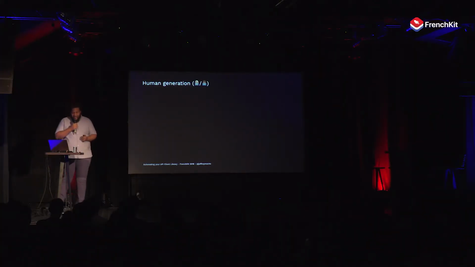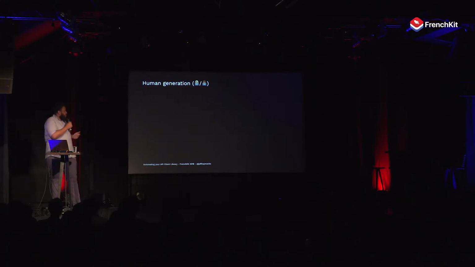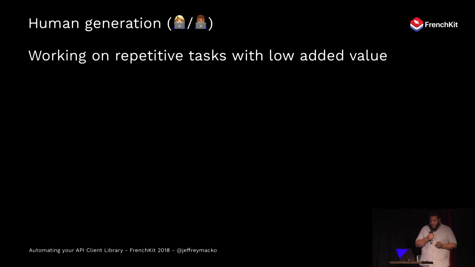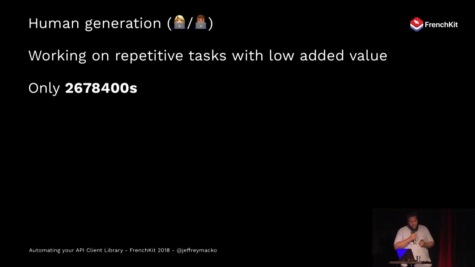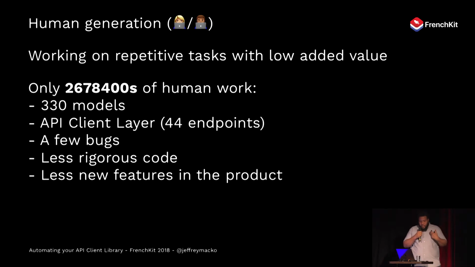Now, we tried small experiments with human generation, with developers, working on a repetitive task with loaded value, like editing models, creating requests, etc. It takes only a few seconds. And as you can see, the human can do basically the same thing, but with a few bonuses, like some bugs, less rigorous code, and less features in the project. The automation script that you saw before takes 3 minutes for doing everything.